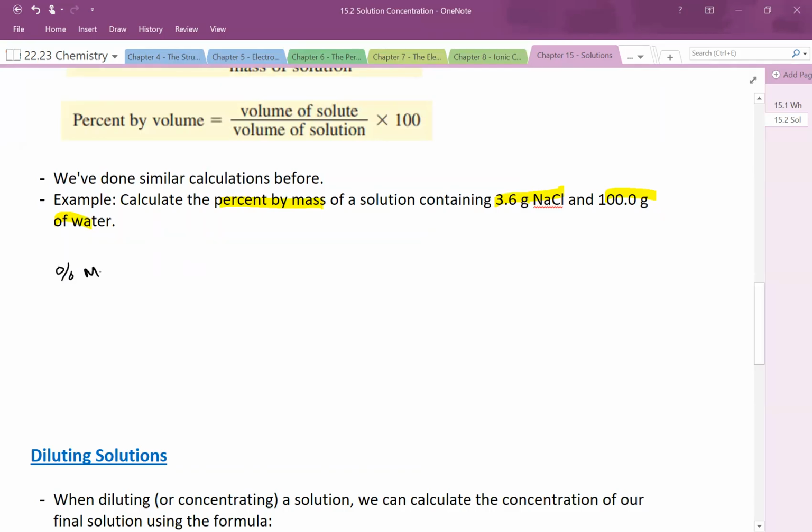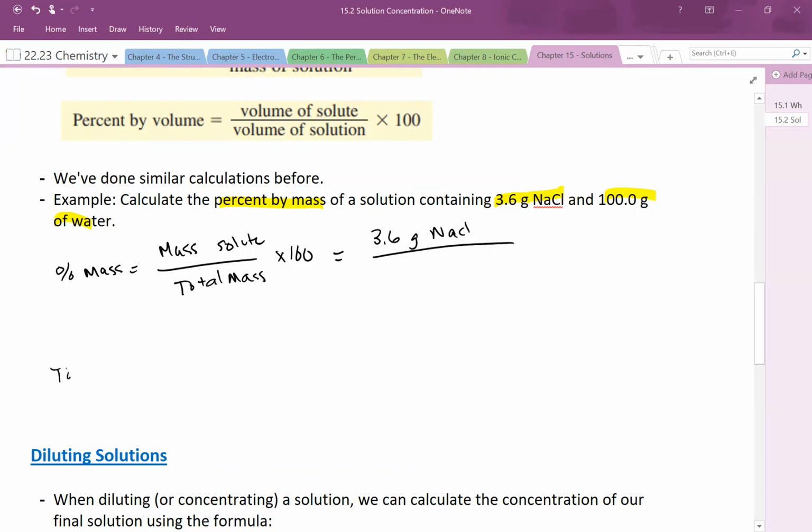Percent mass equals mass solute over total mass times 100. Well, I have my mass of solute as 3.6 grams of NaCl, and I need the total mass of my solution. So total mass is equal to the 3.6 grams of NaCl plus the 100 grams of H2O, and I find that that is 103.6 grams of solution.